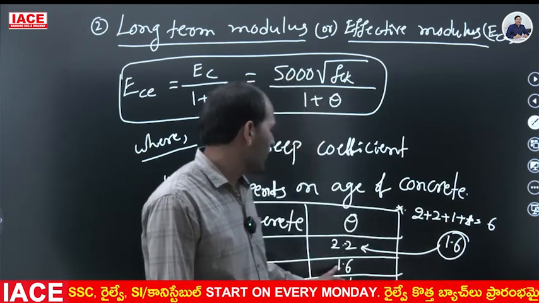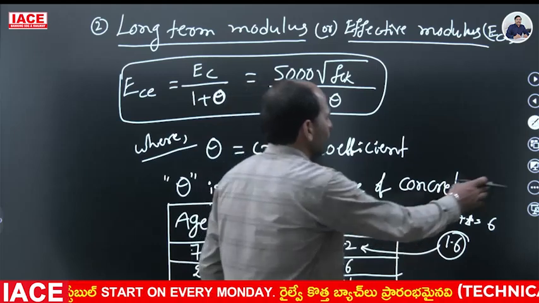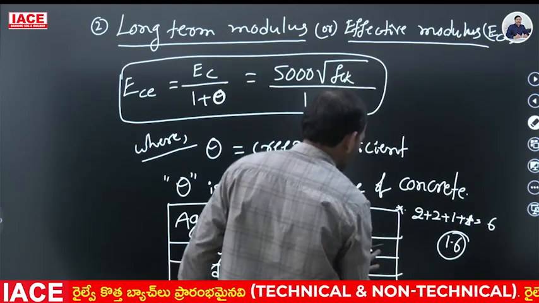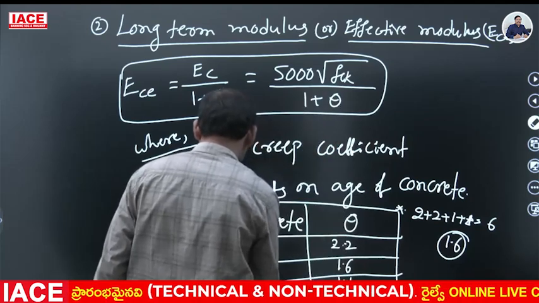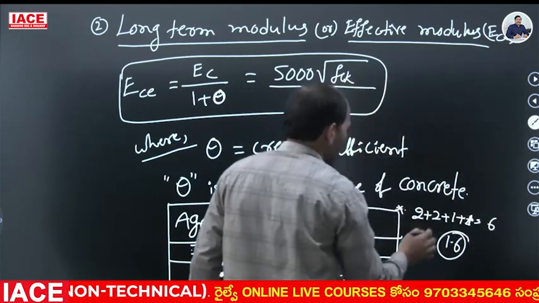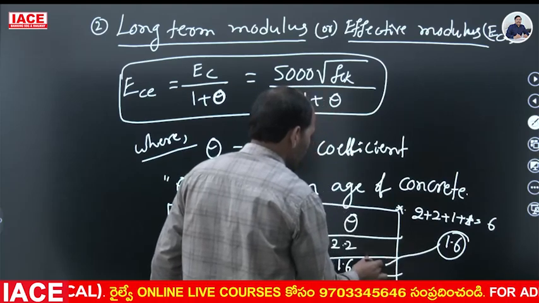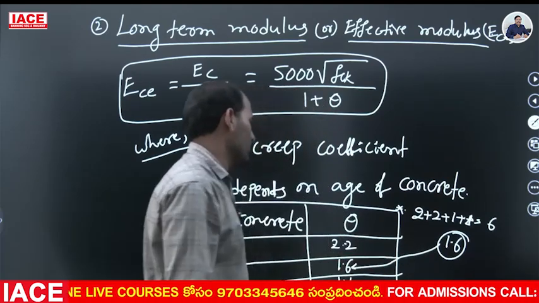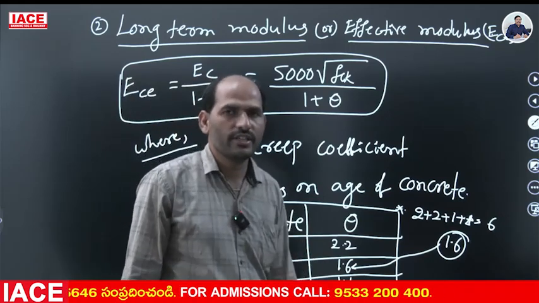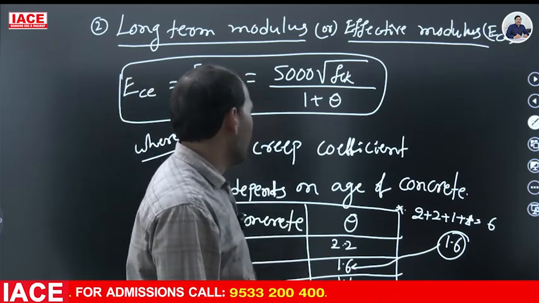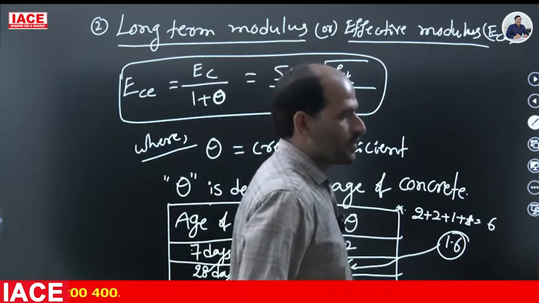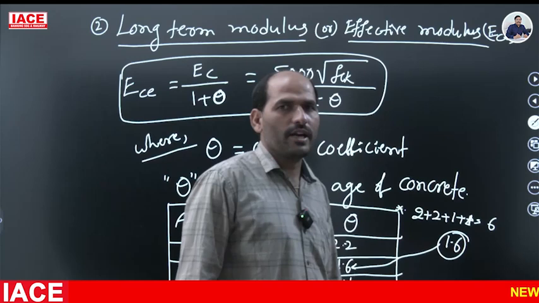So simply we write 1.6, the second one, not the first one, the second one is 1.6. So this is the age of the concrete. Clear? So this is one of the drawbacks.